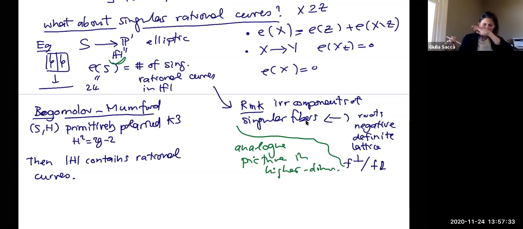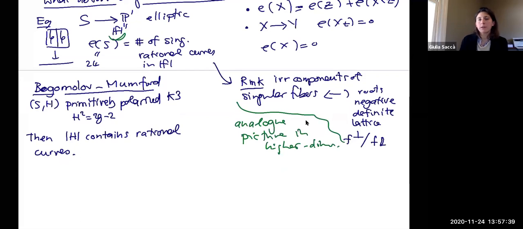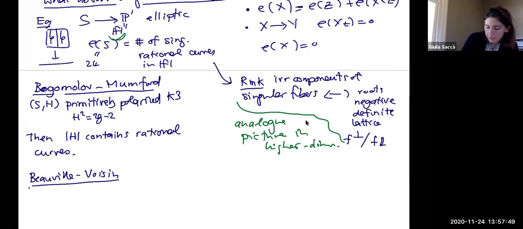And so the Bogomolov-Mumford theorem has been very important for studying zero cycles on K3 surfaces. Let me mention the Beauville-Voisin work, and their attempts to generalize this in higher dimension. The Beauville-Voisin theorem that I want to mention here on the study of Chow zero of a K3 is the following. The following three facts hold.